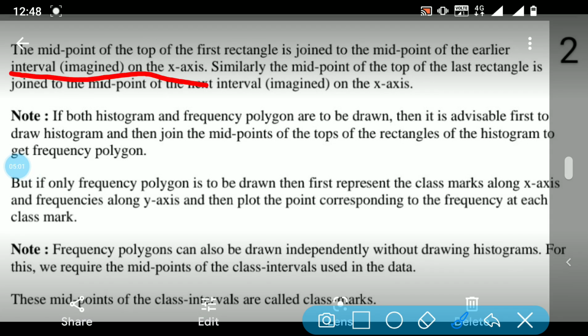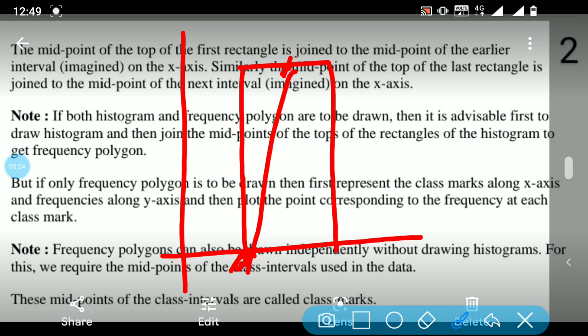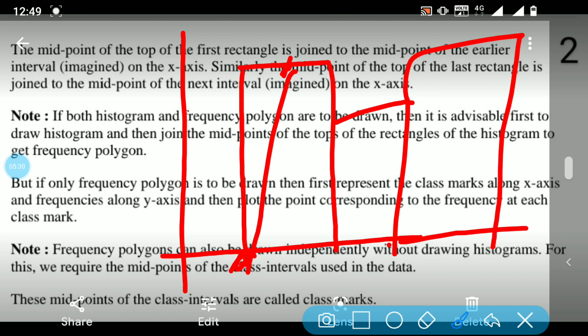Magnitude of the axis. Similarly, the midpoint of the top of the last rectangle is joined to the midpoint of the last interval magnitude on the x-axis. Okay, so the next interval on the x-axis we can join like this. I'm going to explain. Suppose the class interval starts from here, so this midpoint you have to join here, and then the next rectangle like this, and then like this. So here to here, this is the next, and you can join like this. Okay, so this is the frequency polygon.